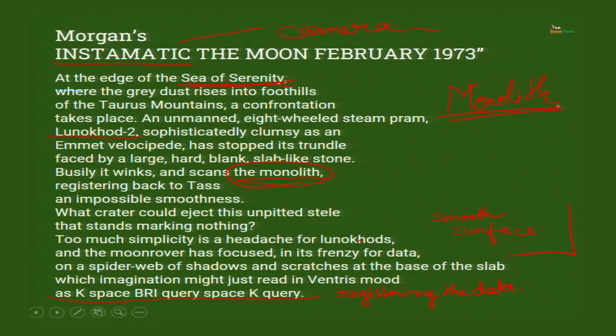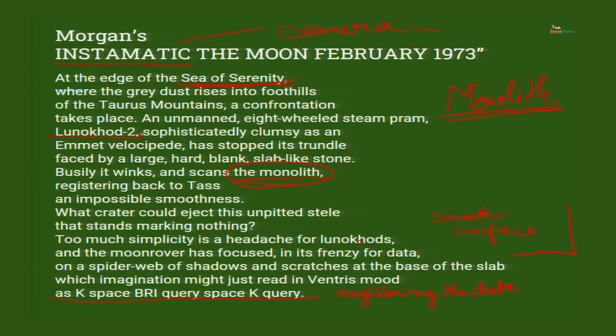A monolith is a rectangular slab kind of thing with a very smooth surface. It is staying there for thousands of years, just waiting and watching and preparing to send a signal out somewhere. And we also come to know that if you're around that monolith, then your time will be different, the space will bend, the time will bend, all of these things are going to happen.